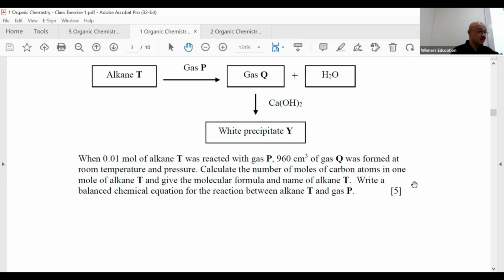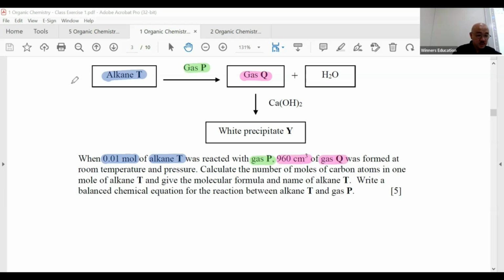By today, you'll see from what we do more in Sec 3 and early part of Sec 4. Here we go. Alkane T, how much? This mole of it was reacted with a gas P, and you get gas Q. How much of it? 960 of gas Q was out.